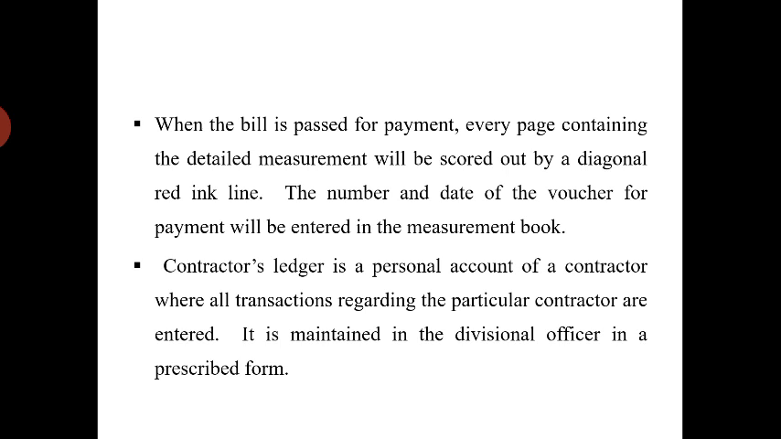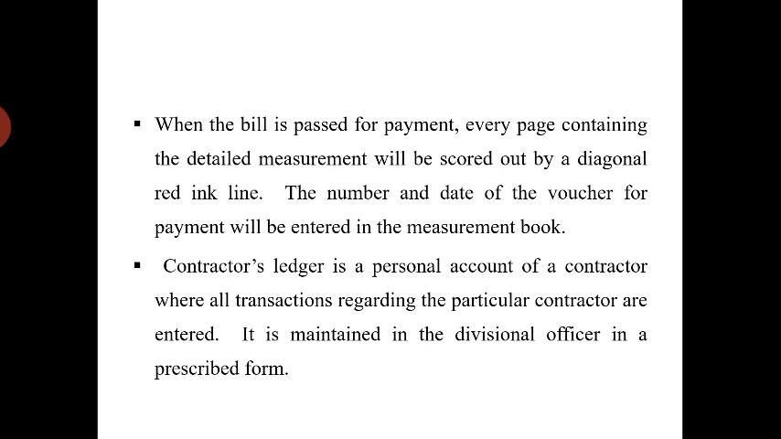When the bill is passed for the payment, every page containing the detailed measurement will be scored out with a diagonal red ink line. This is very important. The number and the date of the voucher for the payment will be entered in the measurement book. The contractor ledger is a personal account of the contractor where all the transactions regarding the particular contractor are entered. It is maintained in the divisional offices in the prescribed form.